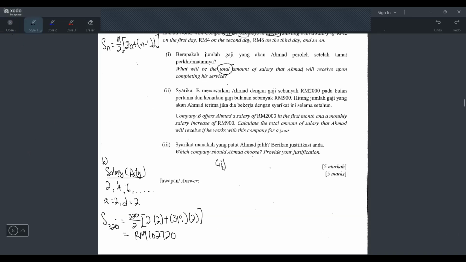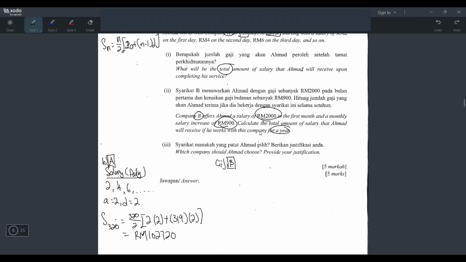Second part says, company B offers Ahmad salary of 2,000 in the first month and a monthly salary increase of 900. Calculate the total amount of salary that Ahmad will receive if he works for 1 year. Okay, so this is another company. Just now is company A, right? So I should write down A nicely like this so that I'm not confused, because there's 2 different salary schemes now. So let's go. Then now I have to write another new progression for company B.